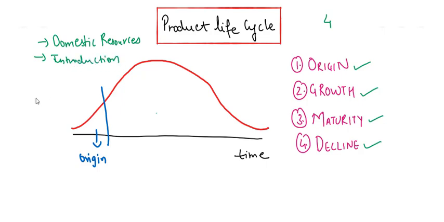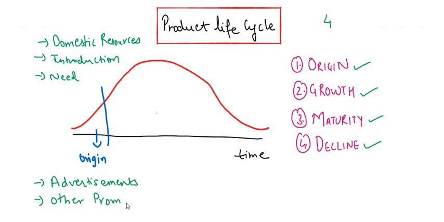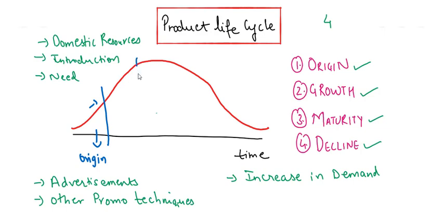Introduction of the product in the market is done by studying the need of the society. In this stage, advertisements are done so that people come to know about the existence of the product. Many types of promotional techniques are also used by the firm. Once the people are aware of the product, they start to purchase it. This pushes the product into the second stage, which we call the growth stage.